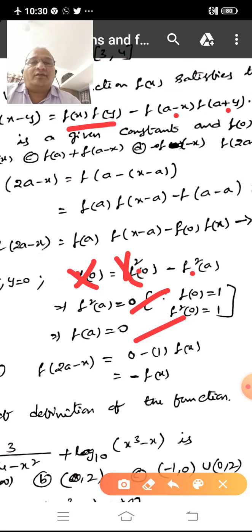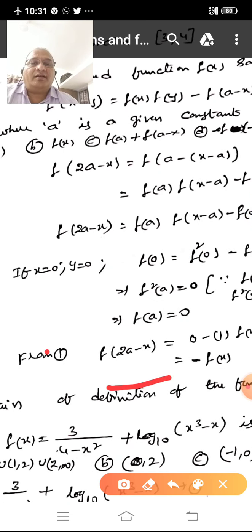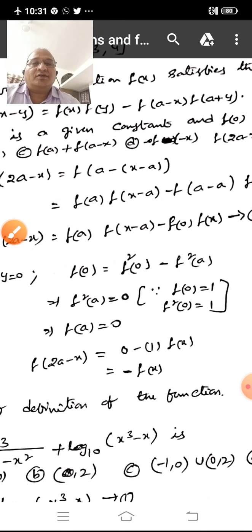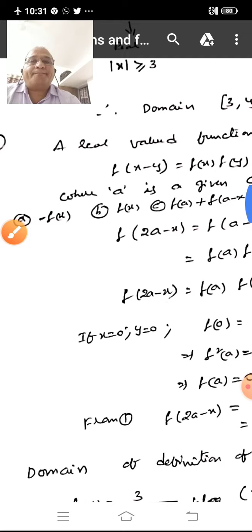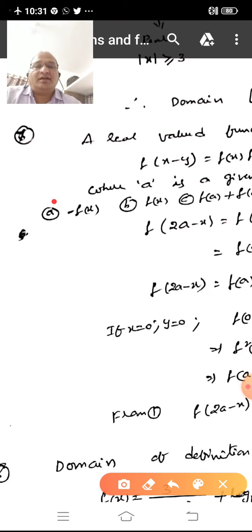Now f of 2a minus x, from this, from 1, f of 2a minus x is equal to 0 minus f of x. So therefore the answer is minus f of x. So which is the right option here? Let us see options here. Minus f of x. So first one is the right option.